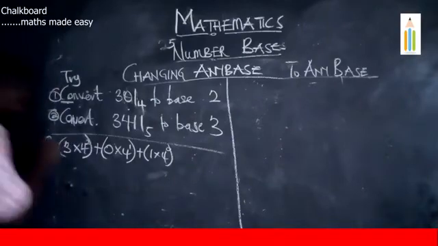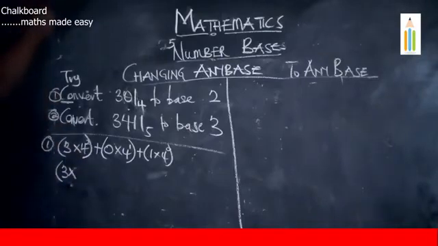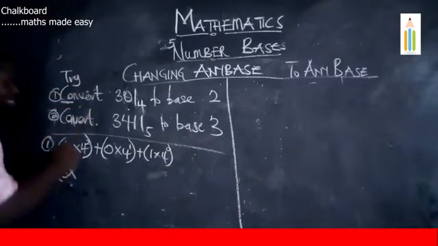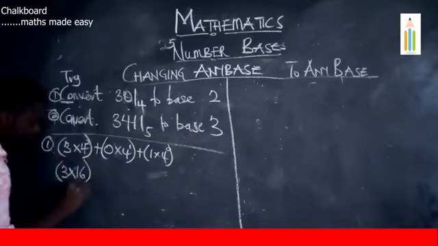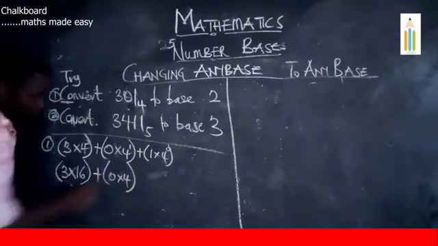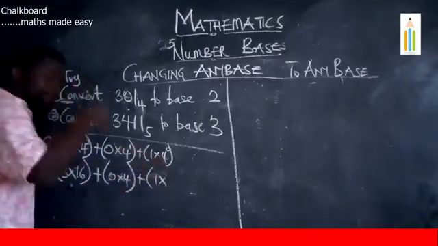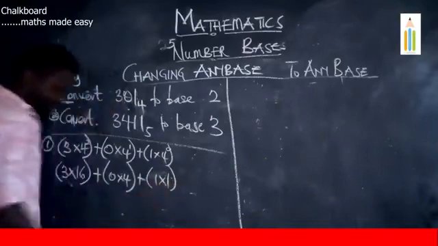Now we simplify. So do 3 times 4 squared. 4 squared means 4 times 4. So 4 times 4 gives us what? 16. Plus 0 times 4, for 4 raised to the power 1 gives us 4. Plus 1 times 4 raised to the power 0, which is 1.